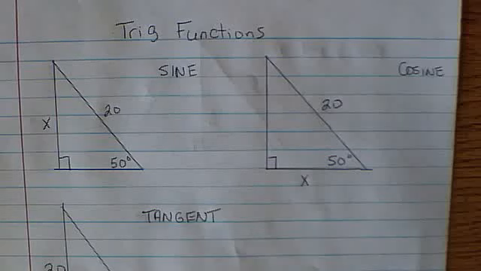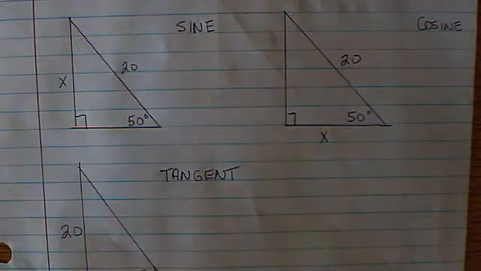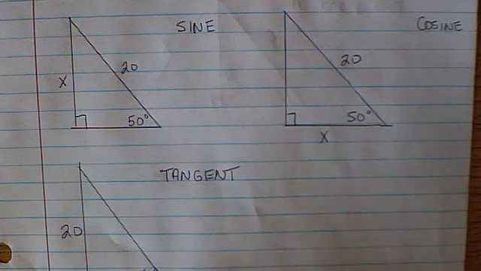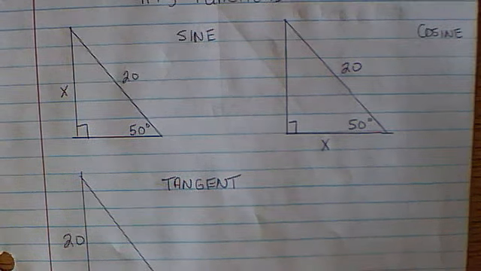In this section, we're going to be covering the three different trig functions. There are sine, cosine, and tangent. We have three triangles that are drawn here that represent ways of solving for side lengths within a right triangle using these three trig functions. The first one that we're going to look at is sine.